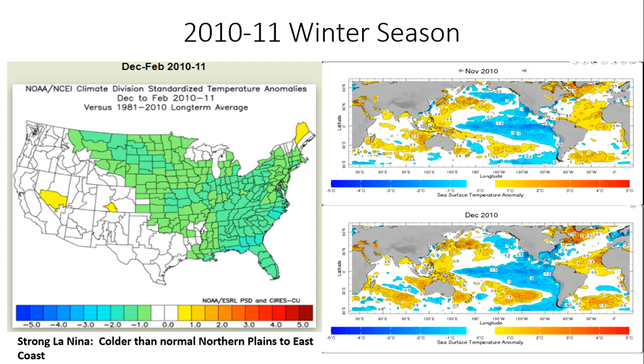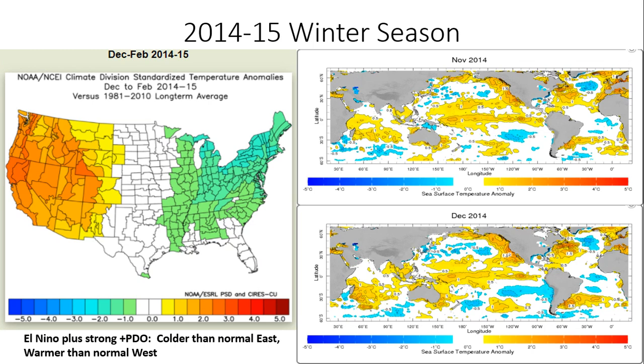And in November and December 2010, look how far on those graphics on the right the blue shading extends, well out past the international date line at 180 degrees west longitude. You'll notice also that we had below normal water temperatures in the northeastern Pacific for this particular winter season.